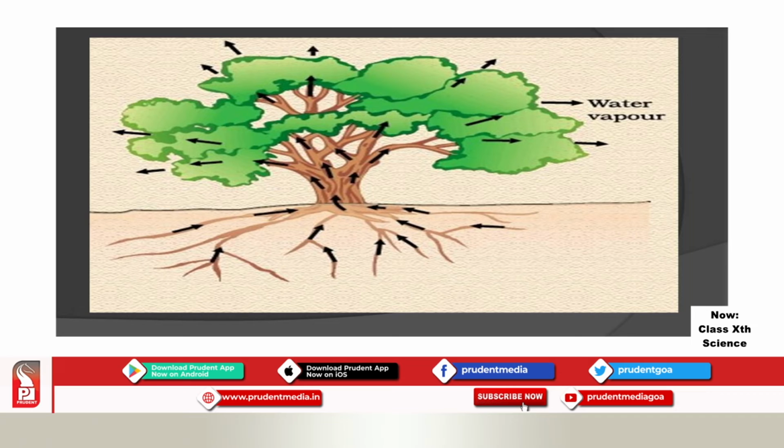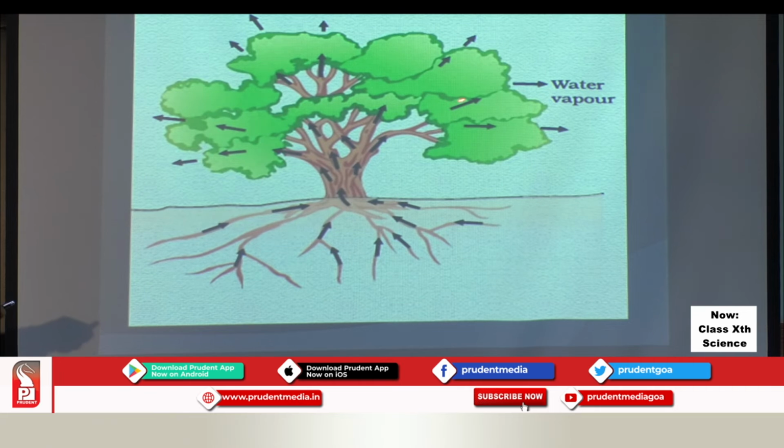During the process of transpiration, transpiration also helps the plants to absorb water. When plants lose water, pressure will be created here, and that pressure will try to absorb water from the soil. So, roots will absorb the water from the soil, and that water will be taken in and transported by the xylem.